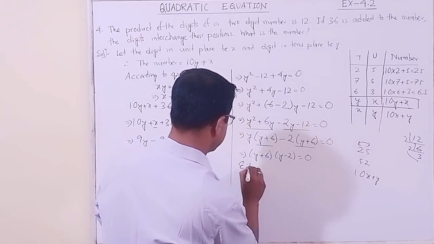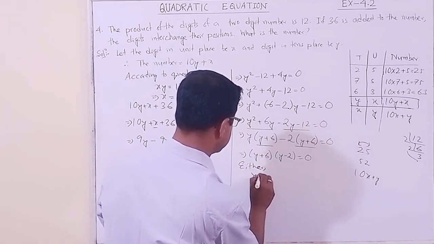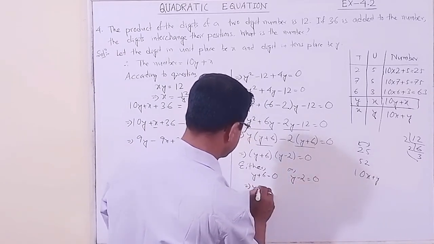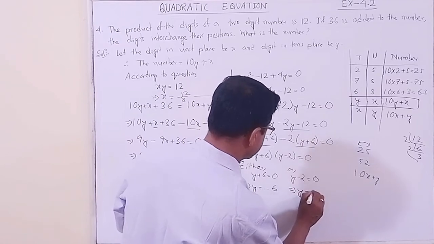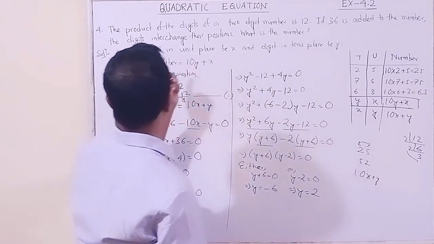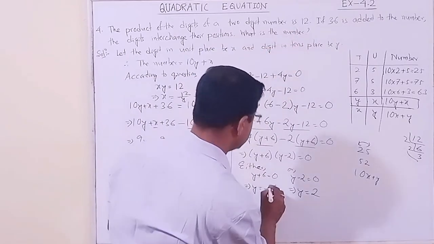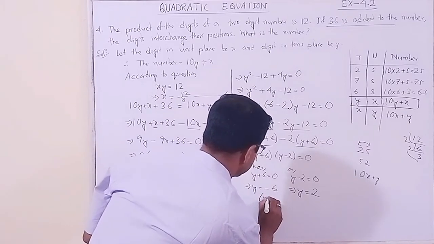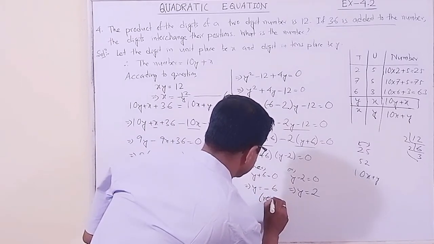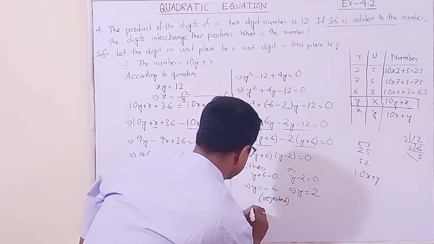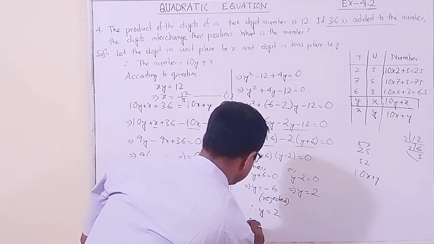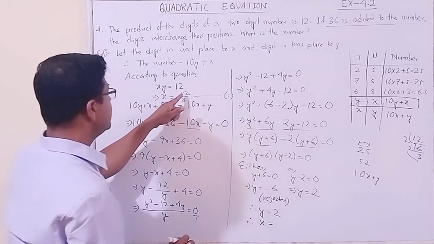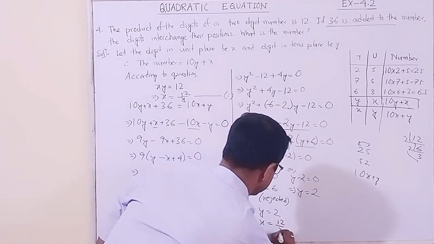So either y plus 6 is equal to 0 or y minus 2 is equal to 0. Y is equal to minus 6, and here y is equal to 2. Got it? This will be rejected. The digit of a two digit number cannot be negative, so this part is rejected. Therefore y is equal to 2. Therefore from equation 1, what will be the value of x? X will be 12 by y, that is 12 by 2. 12 by 2 is 6.